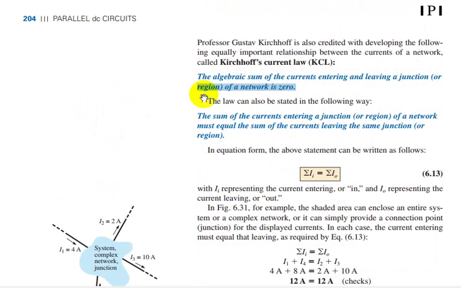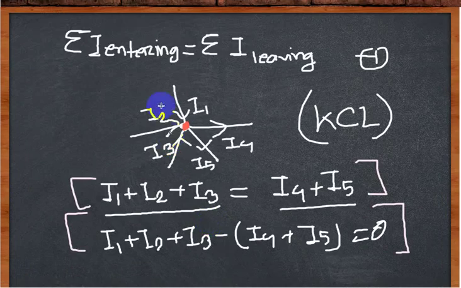So from the book, what we have seen is that KCL states that the algebraic sum of the currents entering and leaving a junction or a region of a network is 0, or we can say that the sum of the currents entering a junction or a region of a network must equal the sum of the currents leaving the same junction or region. Okay, now let us determine. So let us think that the summation of I entering, that means the current that is entering, is equal to the summation of the currents that are leaving.